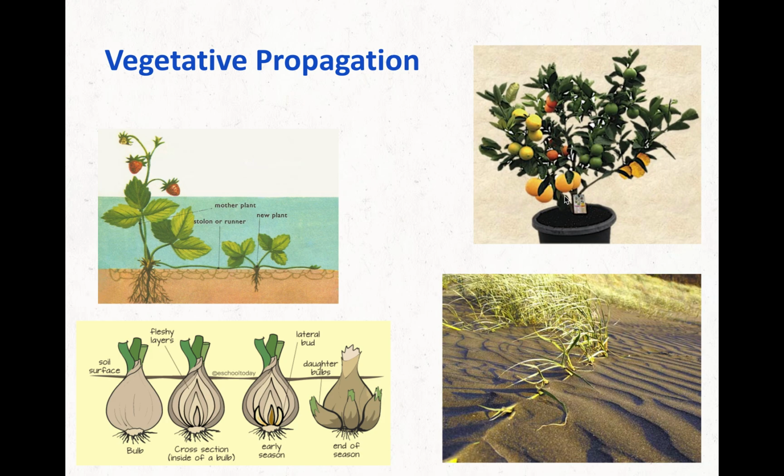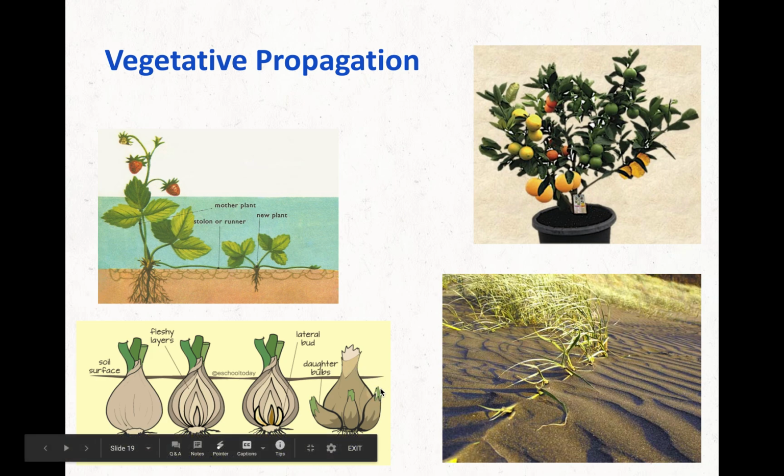We've got this idea like strawberries where they send a runner across the ground and then put roots down, grow another little strawberry plant. The runner can break here and we've got two new plants that are identical. We've got the bulbs growing off the side here, so you plant one daffodil one year and you get 4 daffodils the next year. And again, this grass reproducing by sending this long runner and growing new plants up off that runner. This is called vegetative propagation.